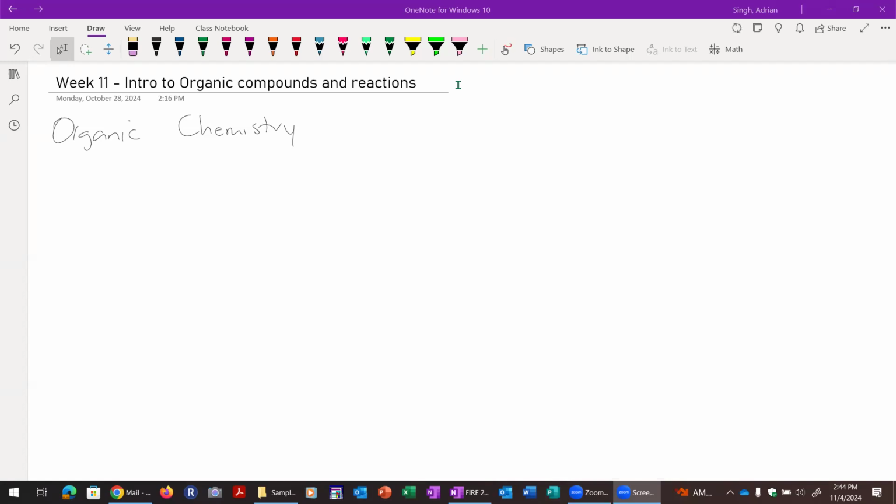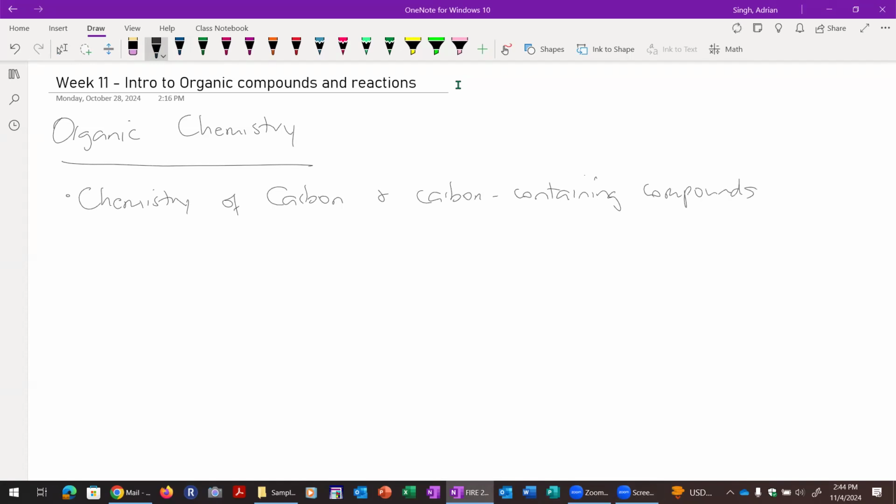Now, in order to understand their reactions, we need to take a look at what they are, what they're composed of, how we represent them, all that really important foundational knowledge. So when it comes to organic chemistry, in a general sense, this is simply the chemistry of carbon and carbon-containing compounds. Okay, that's a very, very simple definition.